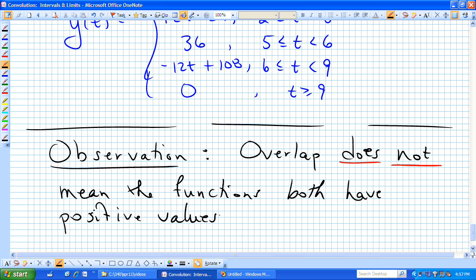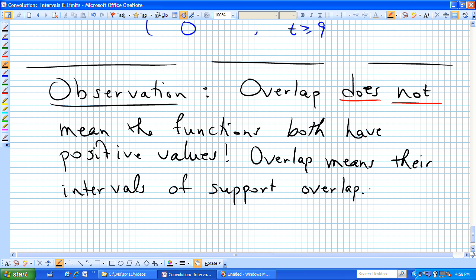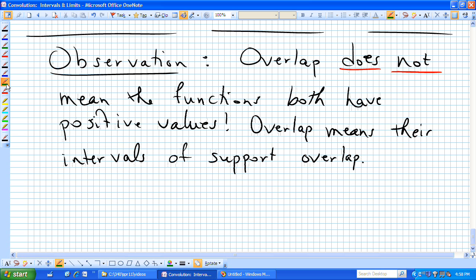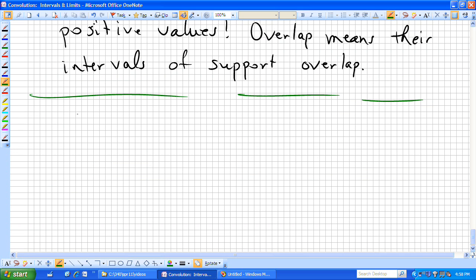That's not what I mean by overlap. Overlap simply means that the intervals over which they're defined or supported overlap. For example, let me draw a funny example to illustrate that.